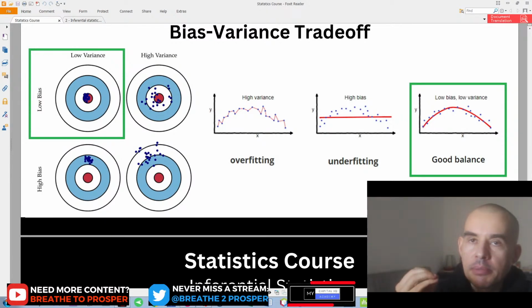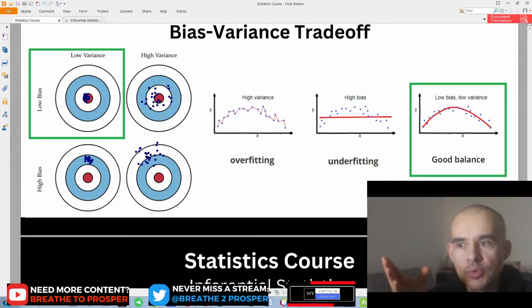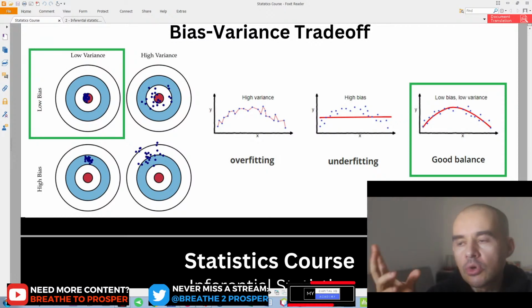Whereas if you do a different scenario where the estimator does not care about the data set, it keeps doing the same thing, it will underfit because it won't serve any of those. So in both cases, you don't want those. You want a balance between variance and bias.